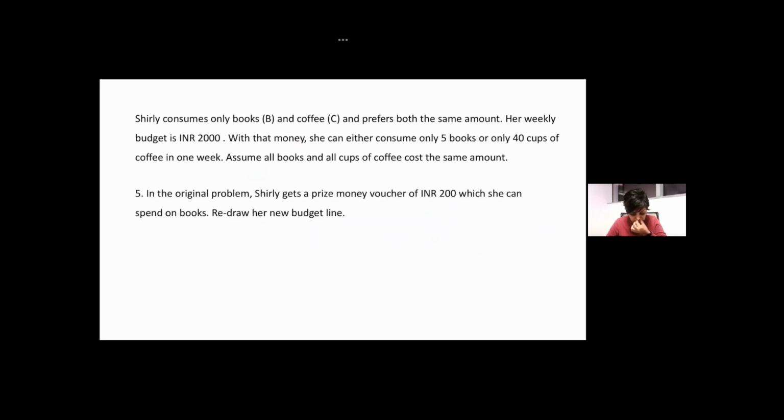We still have two more questions to cover in the next 15 minutes. Now let's go to the original problem, like without any of these constraints. Shirley gets a prize money voucher of 200 rupees, which she can spend only on books, not on coffee. So then what happens to the budget line? I'm giving you 2 minutes to think. If you want, you can draw it and send it in the messages. So you can message and tell me what happens.